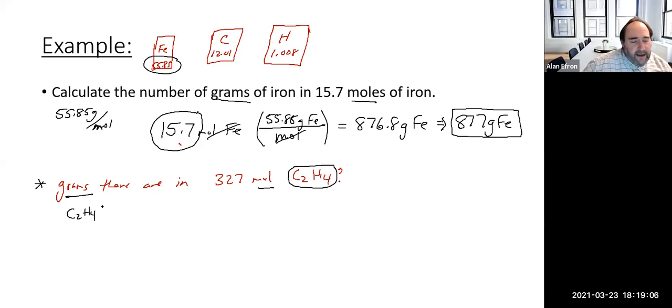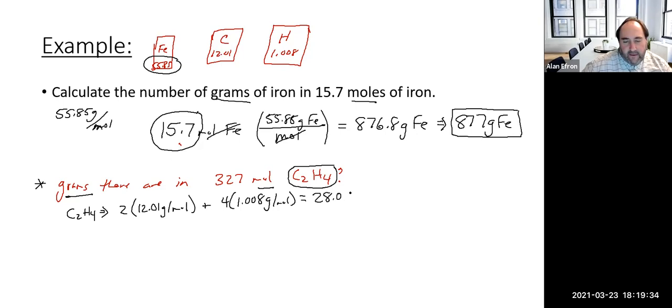So for something like C2H4, if I want the molar mass, we go to the periodic table and add up all the parts. Each carbon is 12.01, and there are 2 of them. There are 4 hydrogens at 1.008 grams per mole. We multiply those and add them together. That gets us something like 28.05 grams per mole. Again, we're going to use molar mass as our conversion factor.